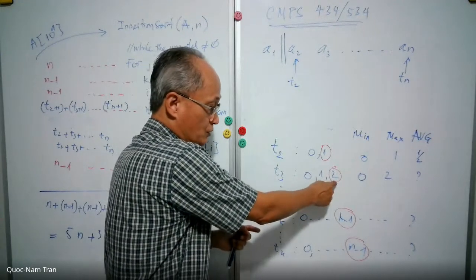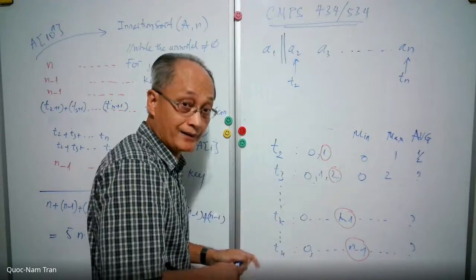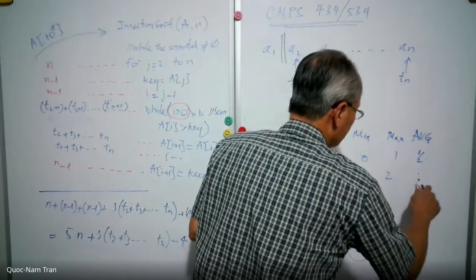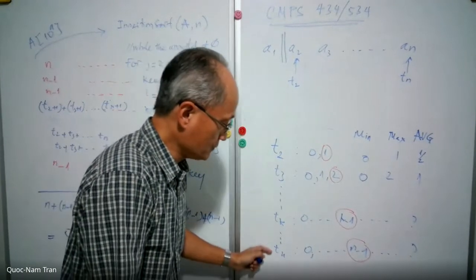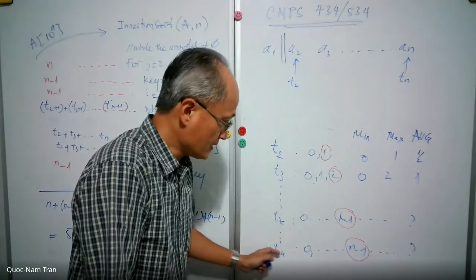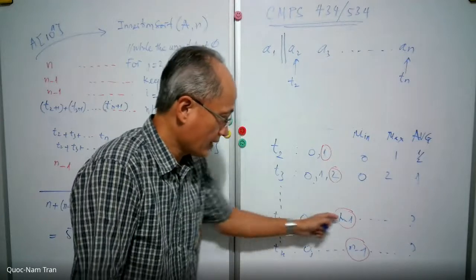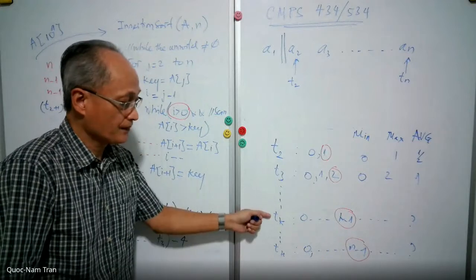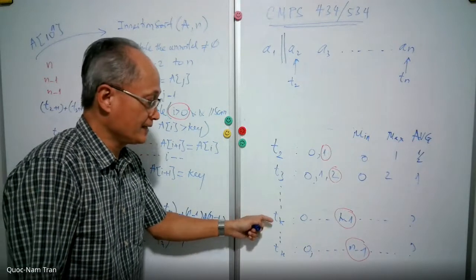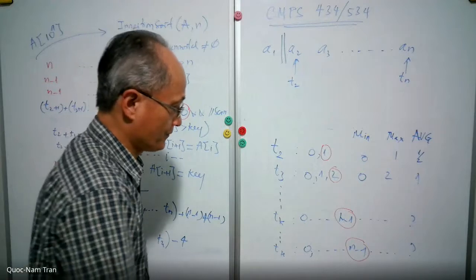1 plus 2 is 3 divided by 3 is 1, right? Okay. Same thing for T_k to T_n. So what is the average value here for T_k, or any value?